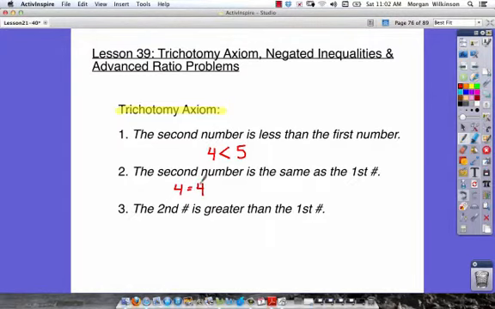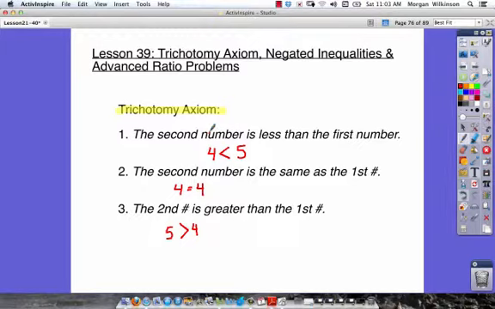Well, when we compare two numbers, they can be equal to each other. And the third part of the trichotomy axiom says the second number is greater than the first number. So maybe the second number this time is 5. And it's greater than a number like 4. We can always compare two numbers. One's going to be less than the other, one's going to be equal to another, or one can be greater than another. Those are our only three choices. Please make sure you write the trichotomy axiom in your notes. Pause the video now if you need to.